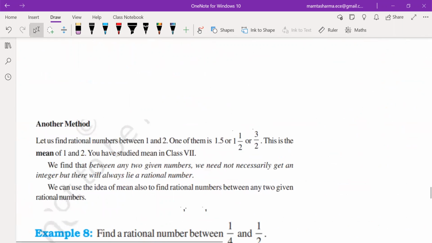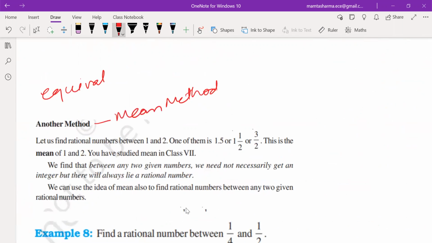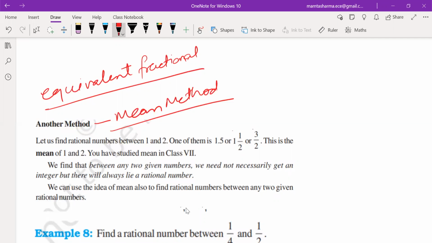Another method: the next method is the mean method. The first method was the equivalent fraction method, because we multiplied both numbers with an equivalent fraction to make their denominators equal. Now this is the second method, which is the mean method.